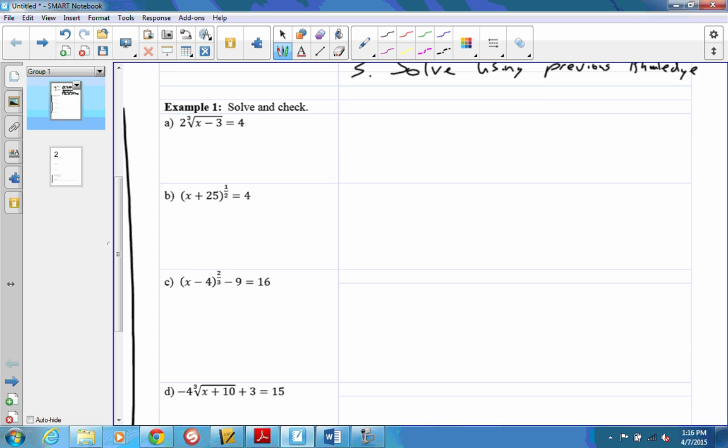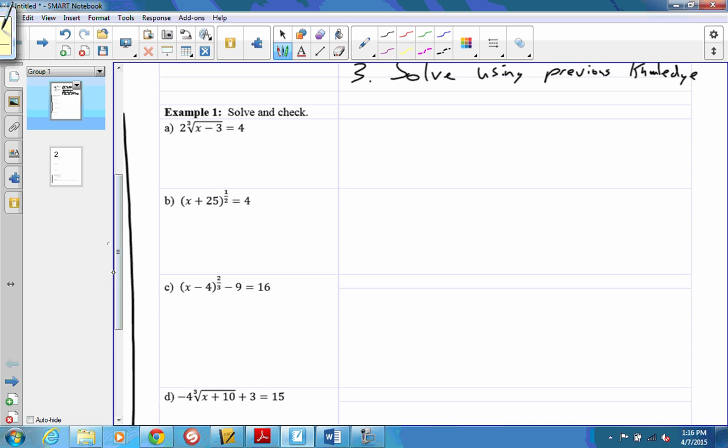So my first step was what? Isolate the radical. Well, I've got a variable in the radical there, so I'm definitely going to have to get rid of it. First step to solving this, guys: divide by 2, right? I want to get rid of this on both sides. Okay, leaving me with the cube root of x minus 3 equals 2. 4 divided by 2 is 2. So now I've isolated my radical. Step 1, right?